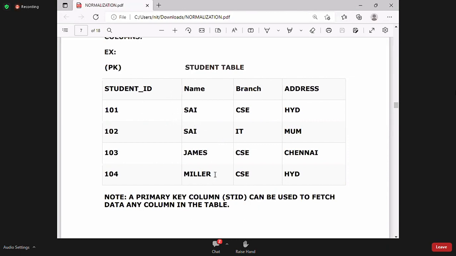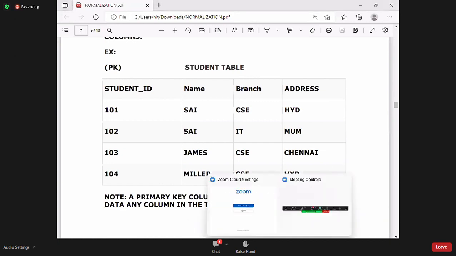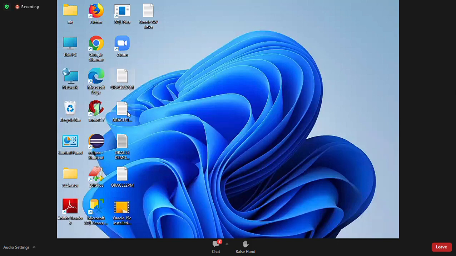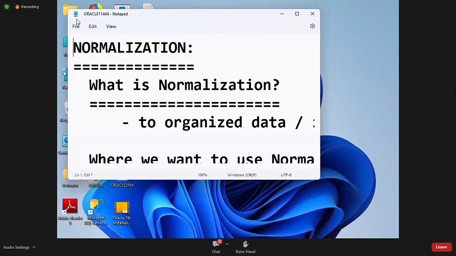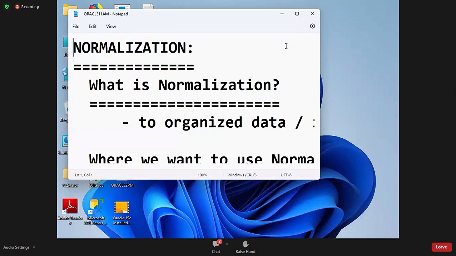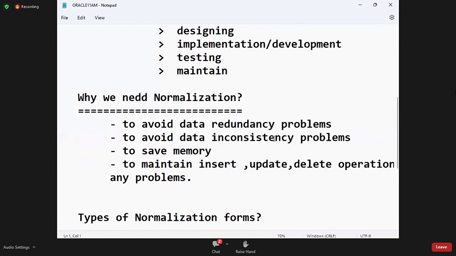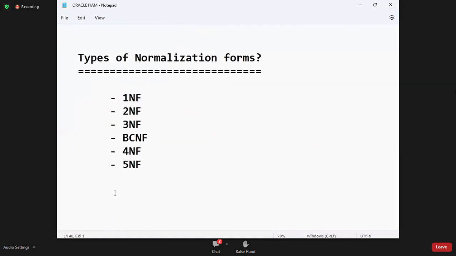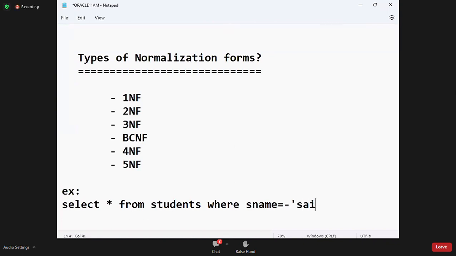Now here also, if I want a so-and-so student from this table, and I'm using my query like this, I want a particular Sai's details. If I want to retrieve based on the name, I select from students where student name is equal to Sai.